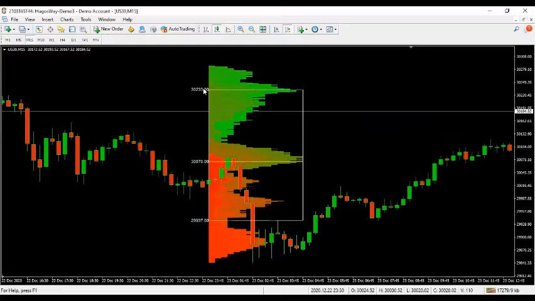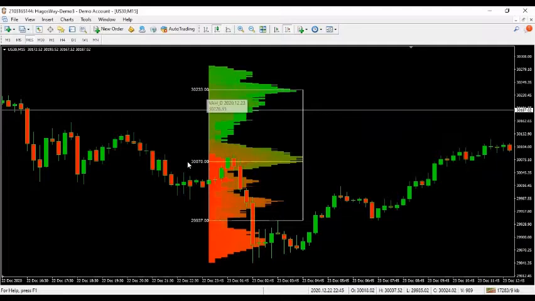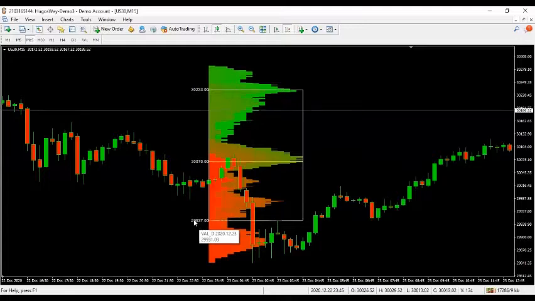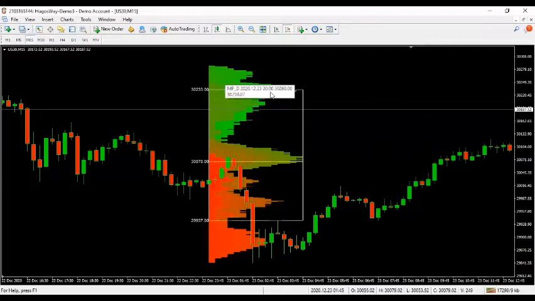You have plot points, the coordinates: 30233.00, 30070.00, and 29937.00. Between this bottom white line and this top white line, and then this middle line, there's a zone, a box it automatically created for you. It's a zone where 70% of the volume in this particular session has been traded.